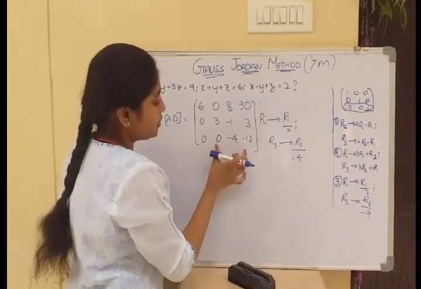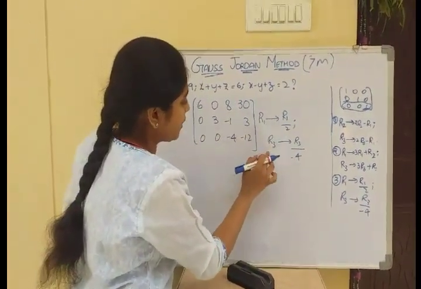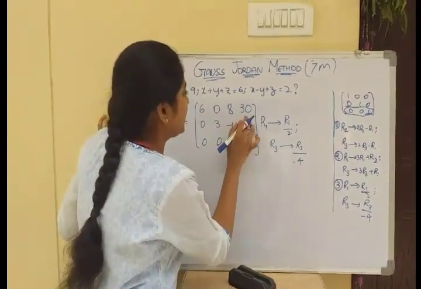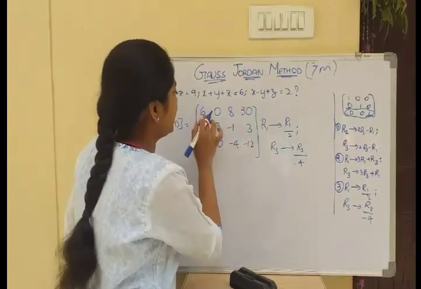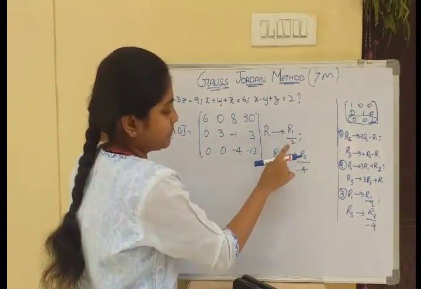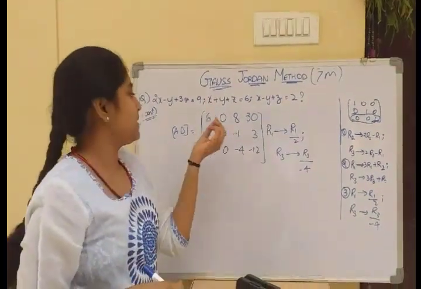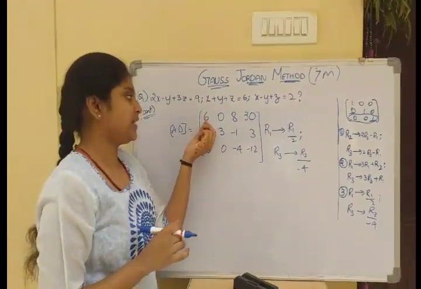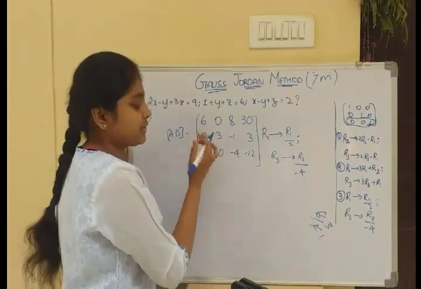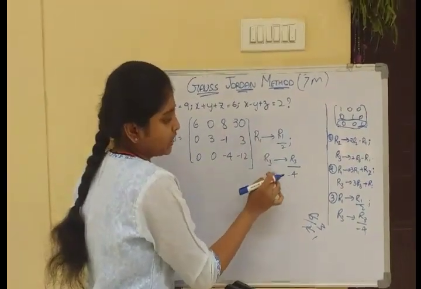Now to make this minus 4 as 1, we need to divide row 3 by minus 4, and by dividing row 1 by 2, the row 1 elements will also be reduced. Means 6 will become 3. 6 by 2, 2 1s are 2, 2 3s are 6, no? It will reduce down. So that's why we are dividing row 1 by 2 and row 3 by minus 4.